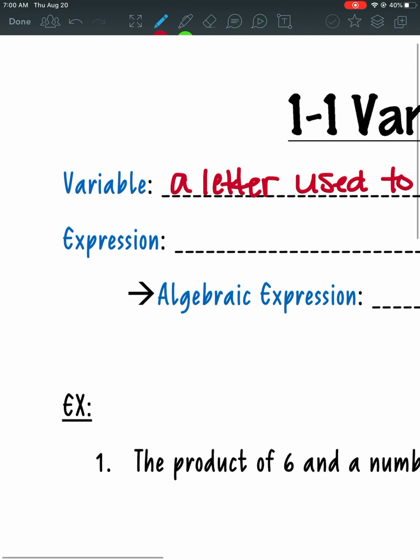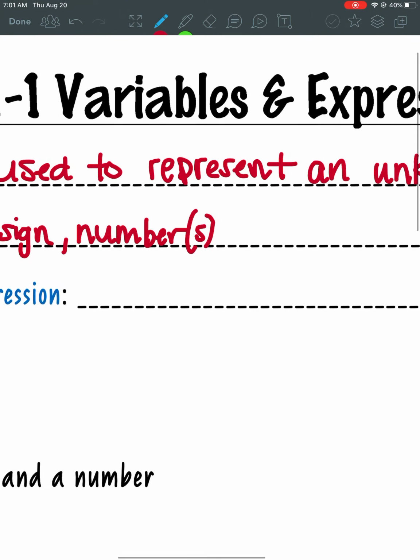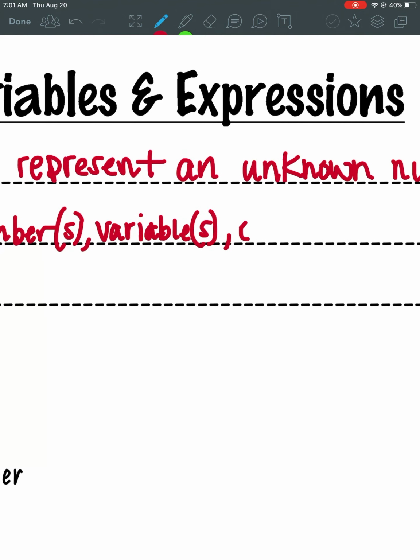So an expression, remember that there's a difference between an expression and an equation. An expression does not have an equal sign. However, an expression does have numbers. It could have just one, so I'm going to say number or numbers. It's going to have variables, again, could have one or more than one. And then it also has operations, so adding, subtracting, multiplying, dividing.